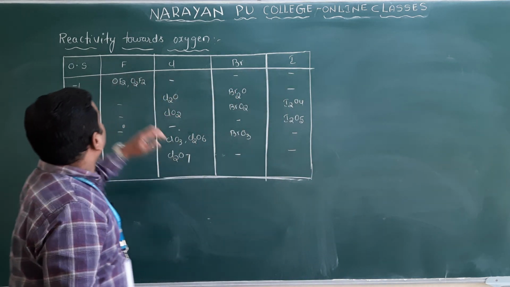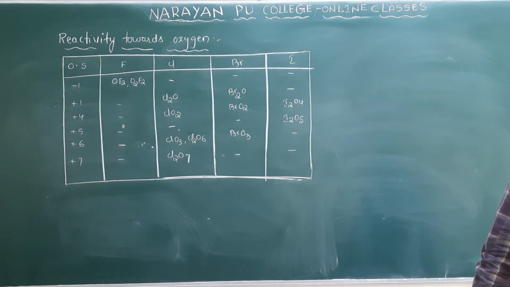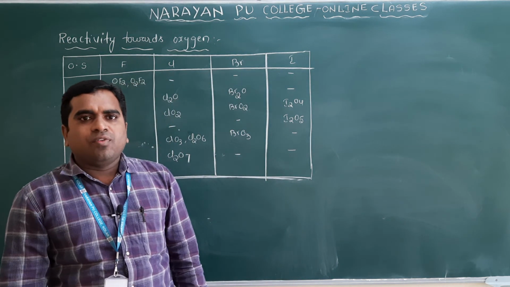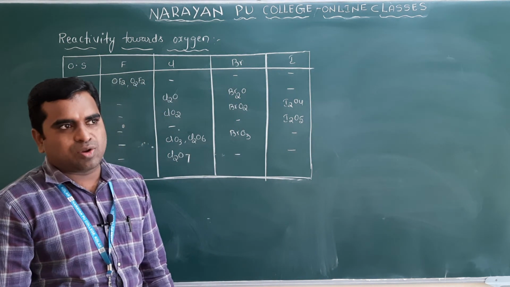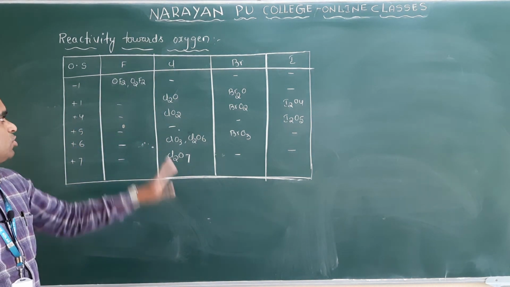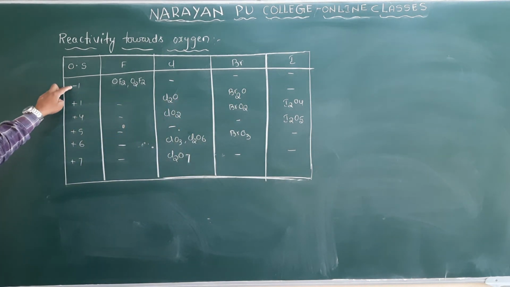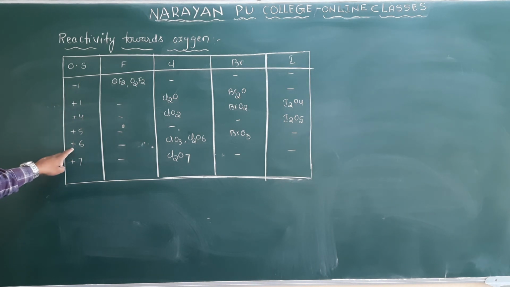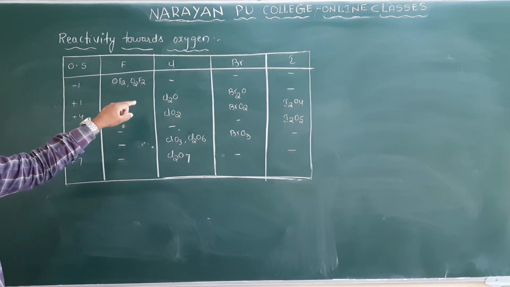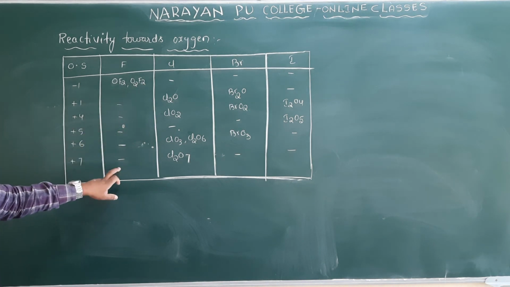So next one is reactivity towards oxygen. Halogens' reactivity towards hydrogen we have completed. And next one is reactivity towards oxygen. Okay? And 17 group elements, or you can say halogens, can form a number of oxides. Clear? So here I have written which oxides mainly they form. Oxidation states +1, -1, +1, +4, +5, +6 and +7. Clear? So fluorine forms only monoxides, oxygen difluoride or dioxygen difluoride. Clear? They cannot form other oxides here.